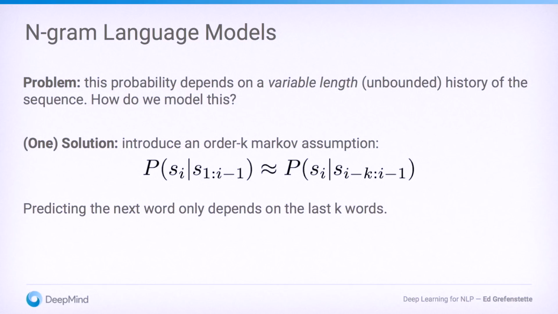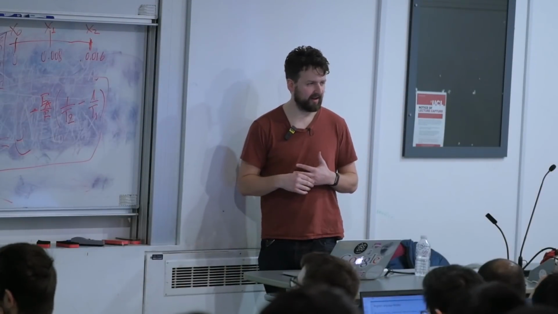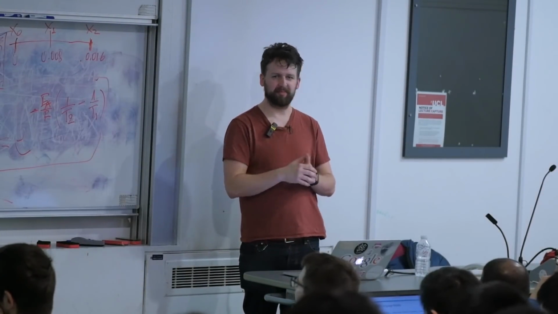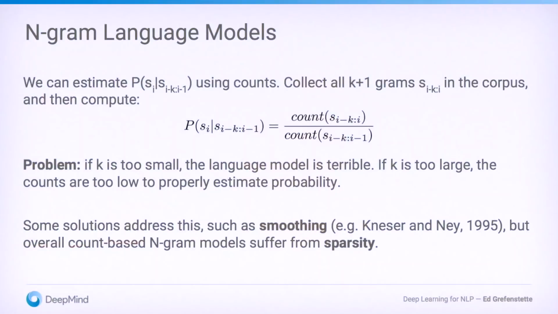Now this is an approximation of the actual objective, which is, on an unbounded prefix, the probability of the next symbol. We're reducing that to estimating the probability of the next symbol given the previous k, if they exist. Again, we see that count-based methods show up all over the place. We can estimate this probability using counts. Very trivially, we can have a tabular approach where we collect all k plus 1 grams, so all sets of k plus 1 words that occur in our corpus.